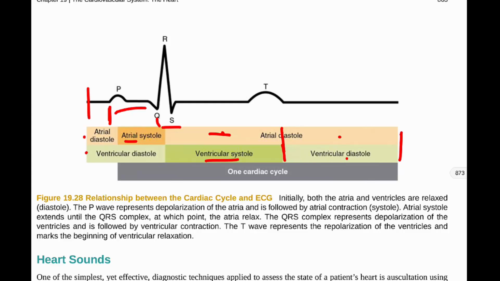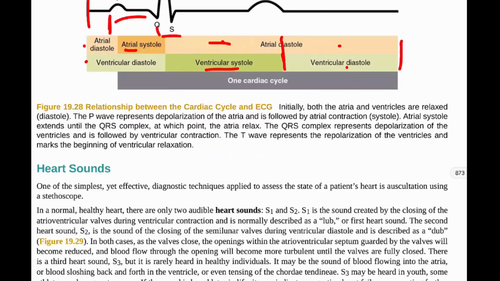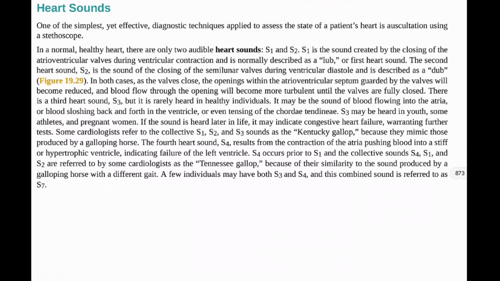All right, so let's take a quick look at the heart sounds. One of the simplest ways to see how the heart is doing is by using a stethoscope and listening to the heart sounds. In a normal healthy heart, there are only two audible heart sounds, S1 and S2. S1 is a sound created by the closing of the atrioventricular valves, the ones between the atria and the ventricles, which are the tricuspid and the bicuspid, during ventricular contraction.